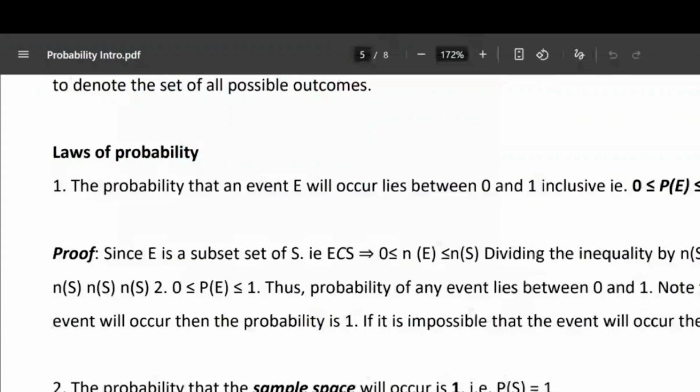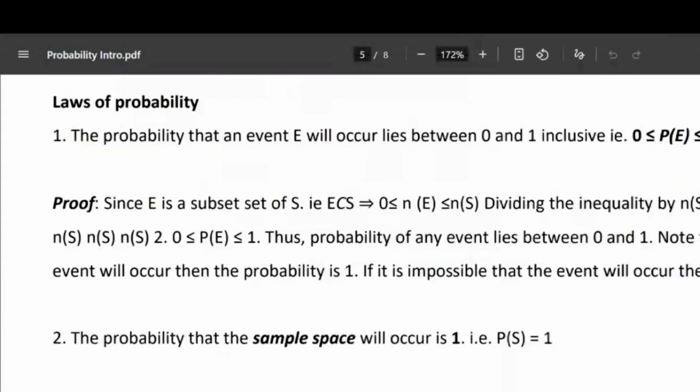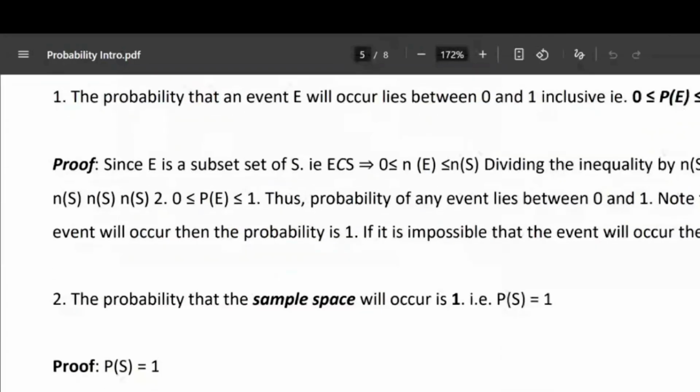Forget about the proof. So the probability of a sample space occurring is 1. So like I said, what is the probability that we are all human beings? All of us are human beings in the class. And so that is exactly the sample space. So sample space divided by sample space is 1. And that gives you 100%. And that is the highest probability.